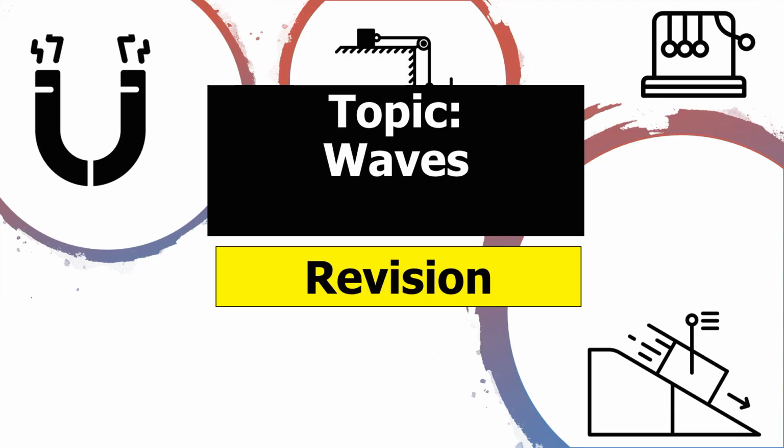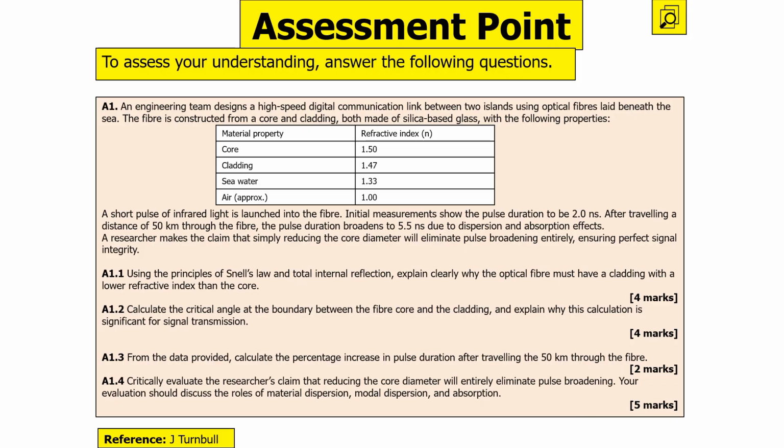Now let's have a look at some exam style questions to do with waves. An engineering team designs a high-speed digital communication link between two islands using optical fibre laid beneath the sea. The fibre is constructed from a core and a cladding, both made of silica-based glass with the following properties. A short pulse of infrared light is launched into the fibre. Initial measurements show the pulse duration to be 2 nanoseconds.